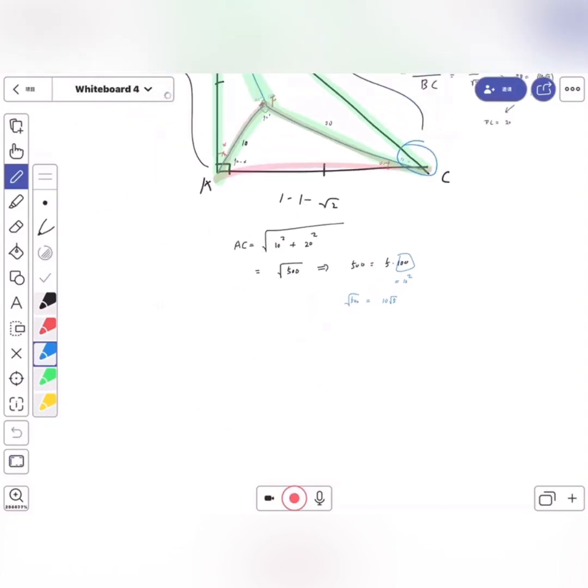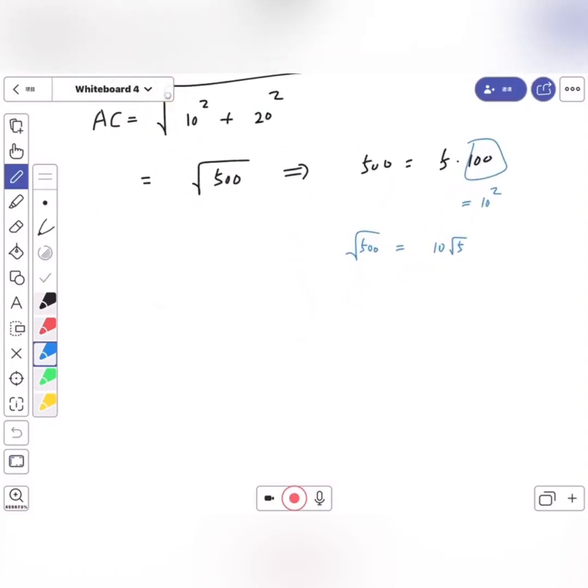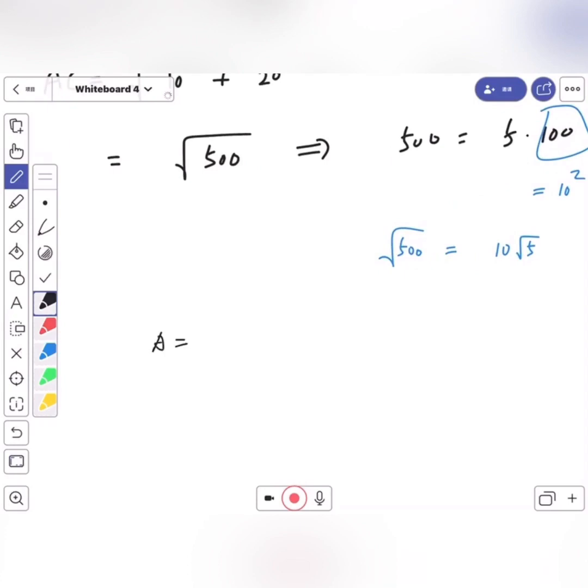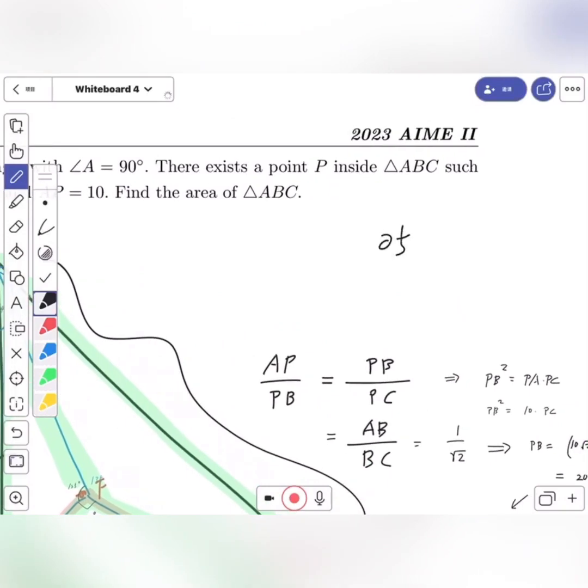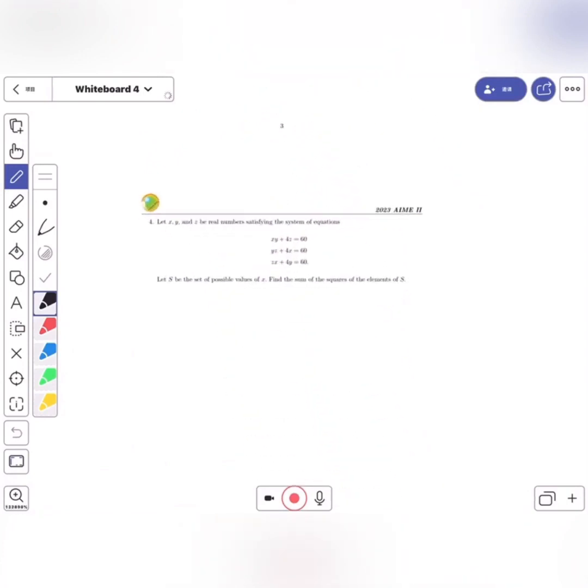So we know that one of the side lengths is 10 root 5, so the area is just equal to 1/2 times BH, equal to 1/2 times 10 root 5, but we know that both of the bases are 10 root 5, so we take the square, we're going to get 500 over 2, which is equal to 250, and that is indeed our answer to this problem. Now let's go on to the next problem.